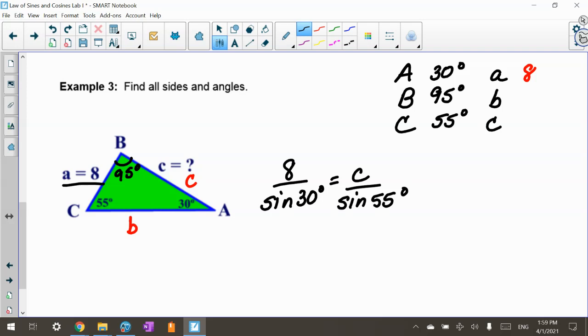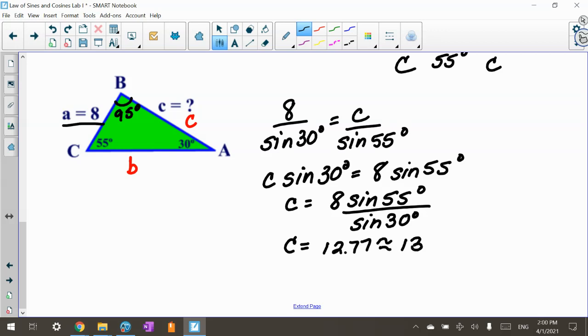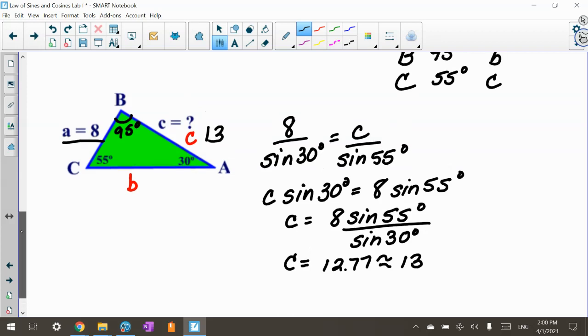Now, the cool thing about this, guys, is I know you know the sine of 30 is a half, but we'll pretend you don't know. So we're just going to cross multiply. I have C times the sine of 30 degrees equals 8 times the sine of 55 degrees. And so C is going to be 8 times the sine of 55 degrees divided by the sine of 30 degrees, which we know is a half. And when I do that, C comes out to be 12.77, but we're going to say it's 13 because everything's in a whole number. So C is side 13.